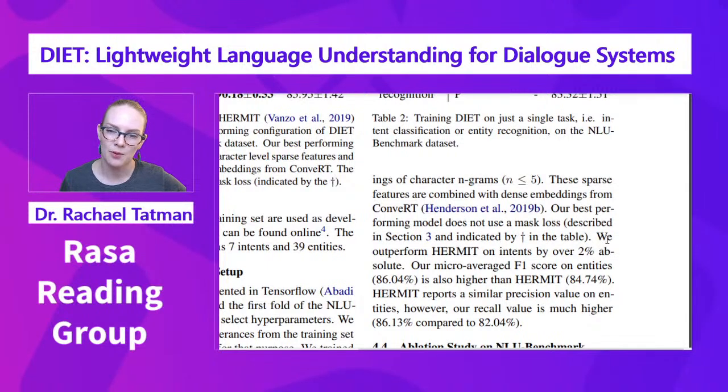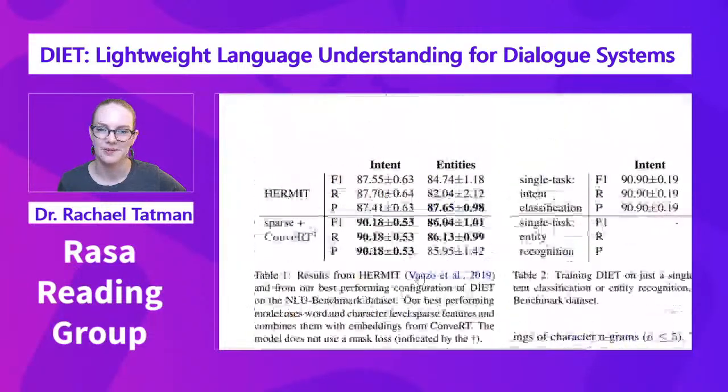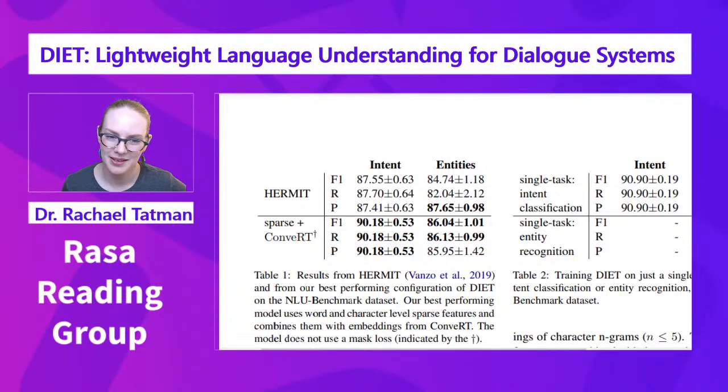Interesting. We outperformed HERMIT on intents by over 2% absolute. They're just talking about them versus a different model. I don't know, maybe I shouldn't skim over that, but I'm just going to look at the table, which has the same information anyway. So this is their model, sparse features for both words and n-grams, as well as the ConveRT embeddings, which were based on conversational data. And they do better by, I'd say, a fair amount.